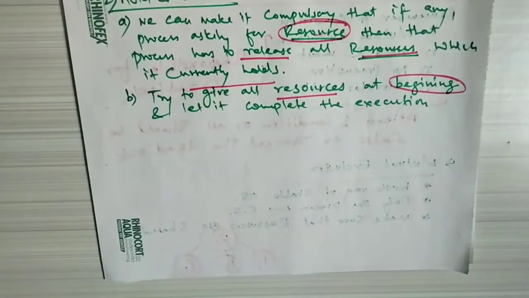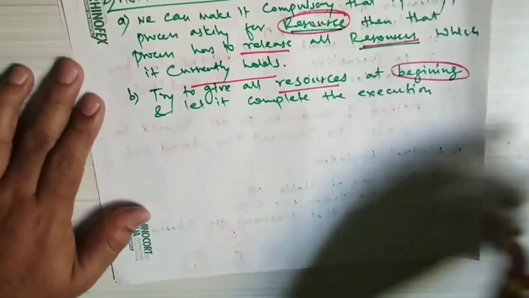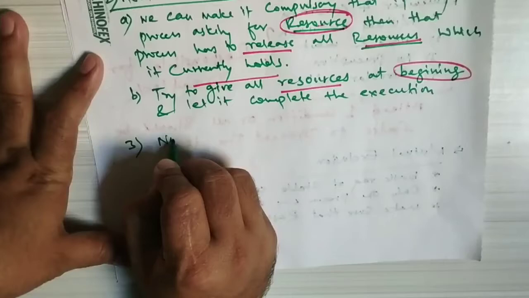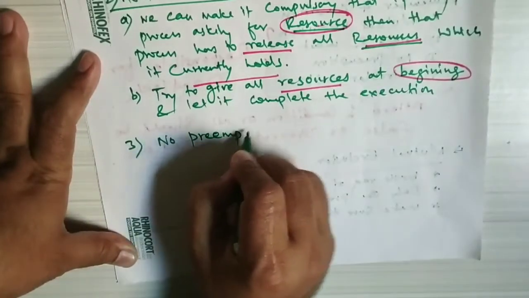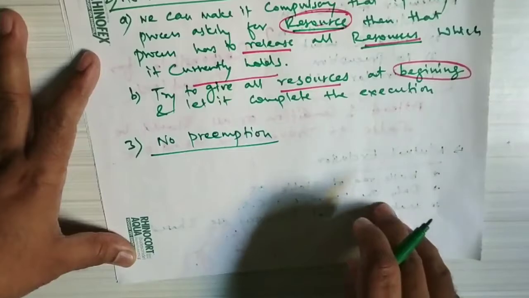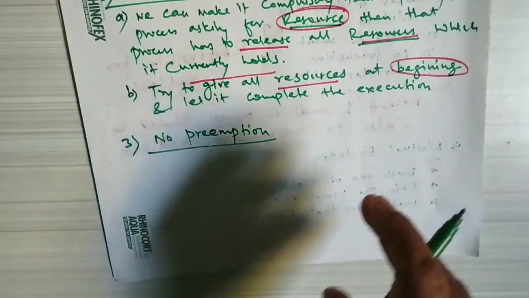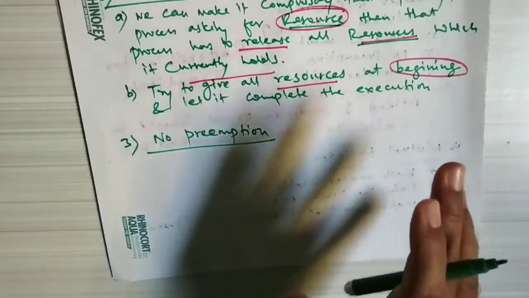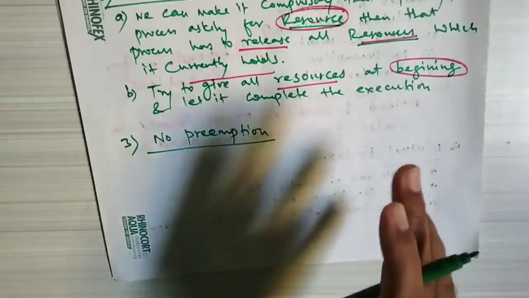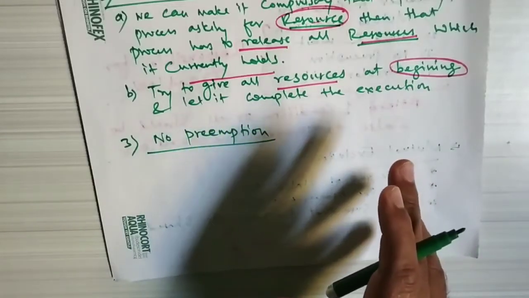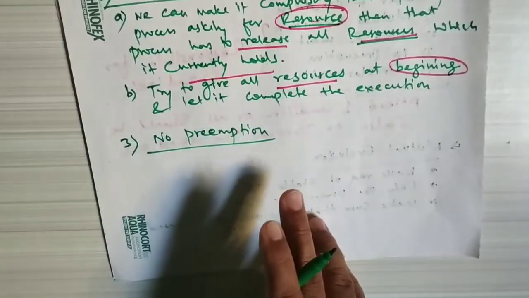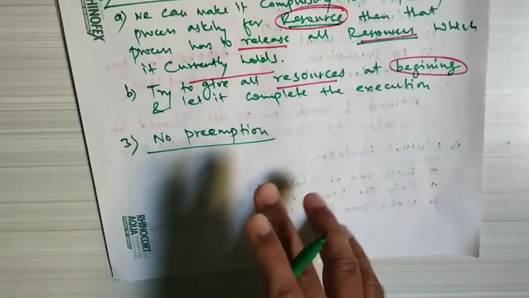Okay, now we'll come to the third one, that is no preemption. The third condition is no preemption. Okay, we'll see what it says. According to no preemption, no process will be preempted while it is in running condition. Okay, if they are in running state, then no process will be preempted. Okay, किसी भी process के पास से resources नहीं लेंगे. Okay, so this was the condition.